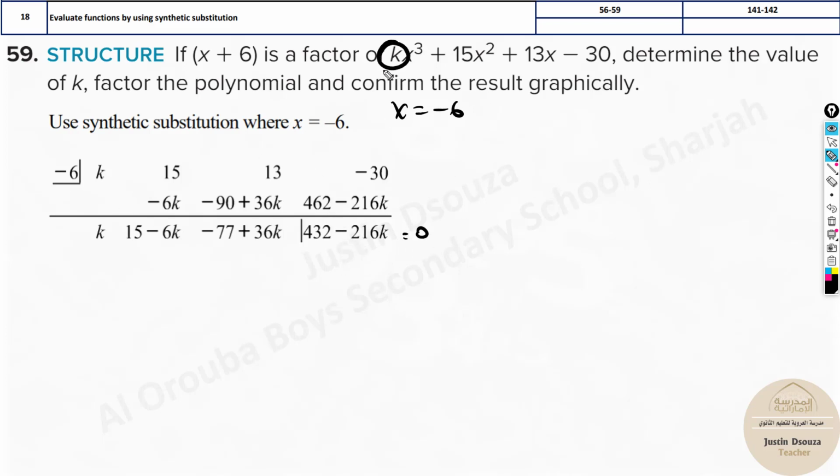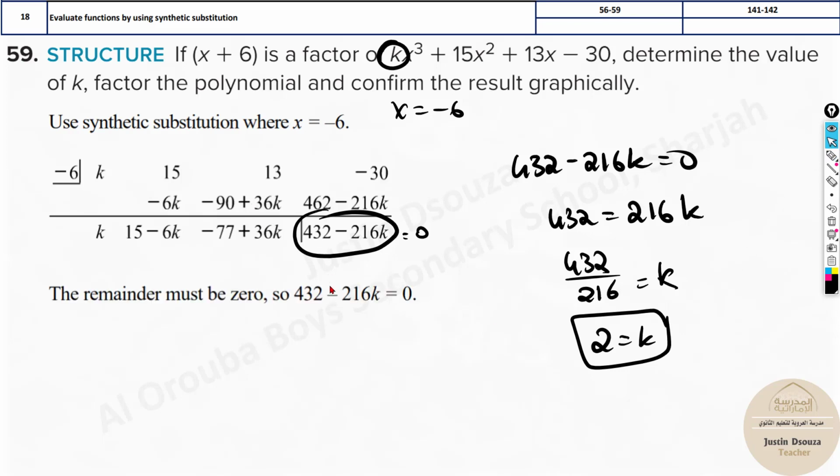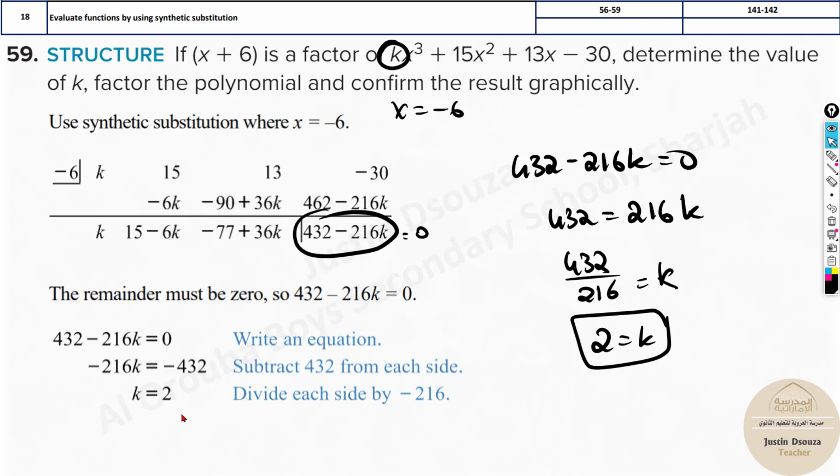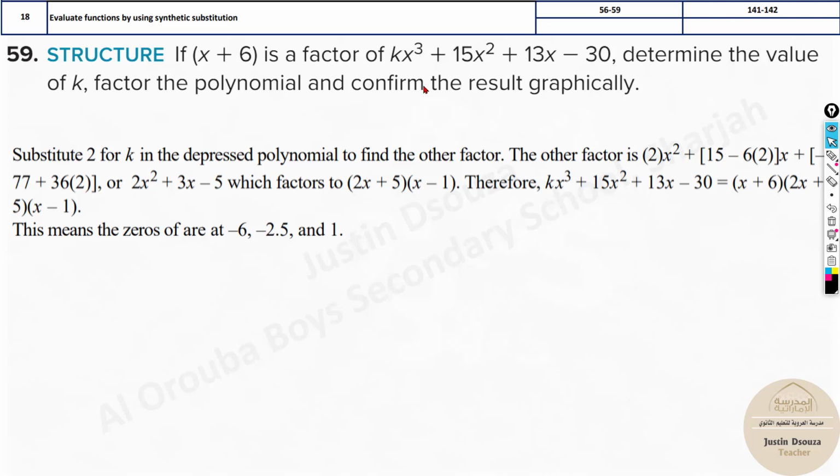But we don't know this first part. So now we got the remainder to be 432 minus 216k. That means equate that equal to 0 and now solve. Take this 216 to the other side. It will be 432 equals positive 216k. K will be equal to 432 by 216. And the answer is 2 equals k. This is the answer for k, okay? Because the remainder must be 0 and solve it, you got it. Now substitute back over here. Substitute k over here. You can then solve the other factors.